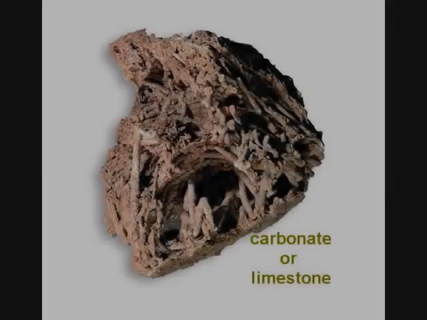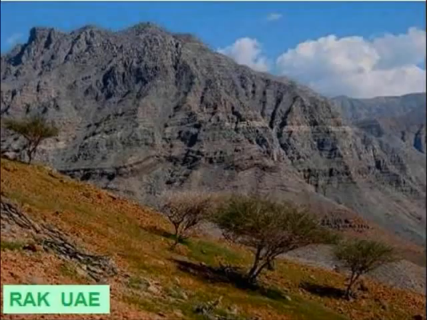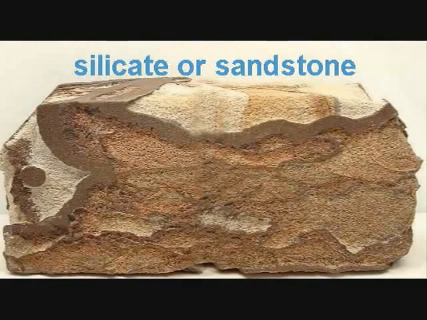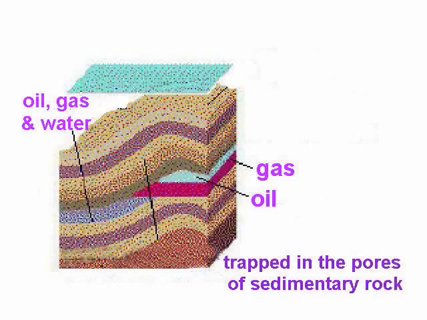Carbonate rock was formed by chemical composition when the layers that were laid down to form sedimentary rock contained remains of living things like shells and coral. Here is an example of carbonate rock called limestone in the UAE. Silicate or sandstone was formed when the layers that were laid down contained silicate particles of varying sizes. Around Liwa, you can see examples of sandstone. In the UAE, most of the oil is found in limestone.